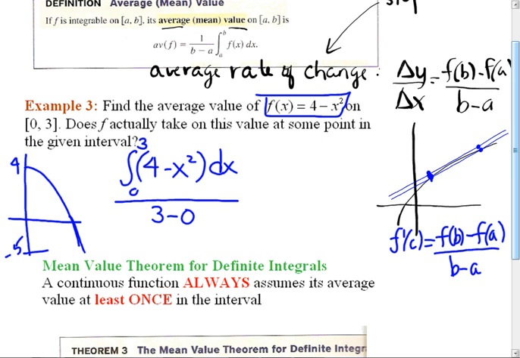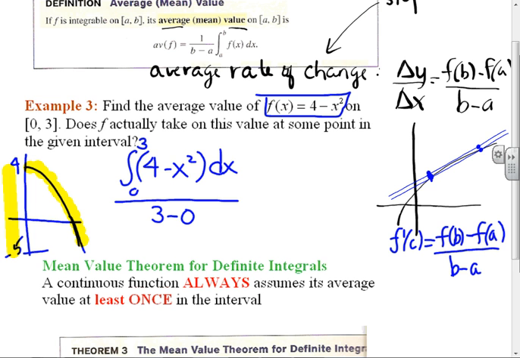So my average value has to be what? Can it be 10? I'm averaging the y values, each one of those little dots along there. It's got to be between 4 and negative 5, so I know if I did it right or wrong.